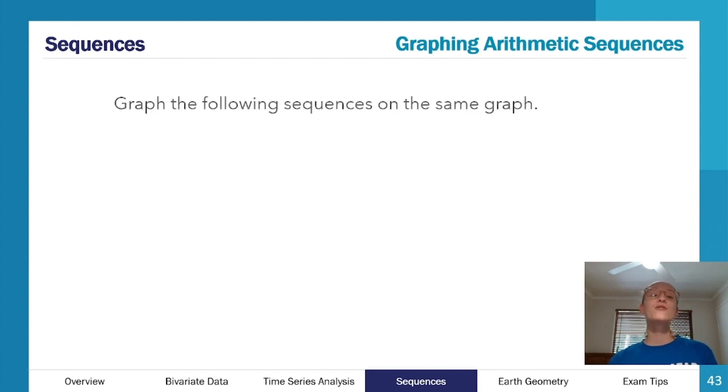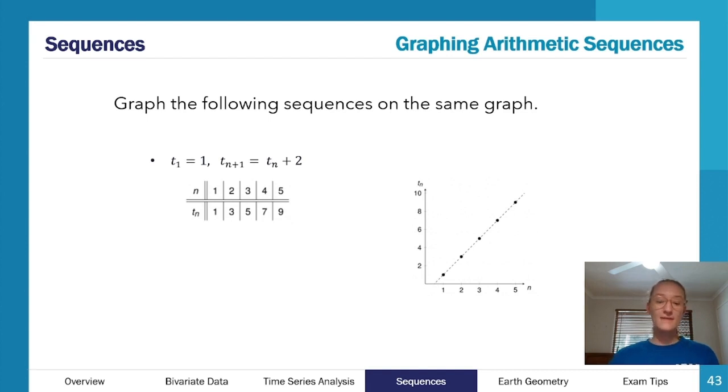So you can also graph arithmetic sequences. I have 2 examples here. This is my first example. T1 is 1. First term is 1. Beautiful. Second term is 3 because our common difference is 2, so we're adding 2 every time. So we can see this pattern working out: 1, 3, 5, 7, 9. Similar calculations to what we were doing before, but just in a table form.